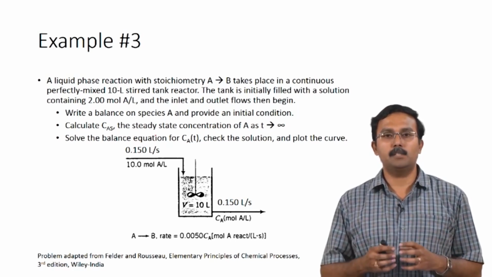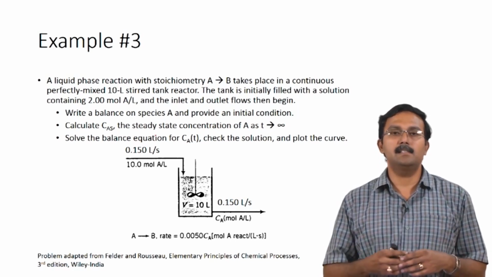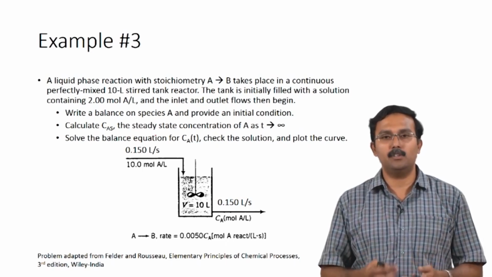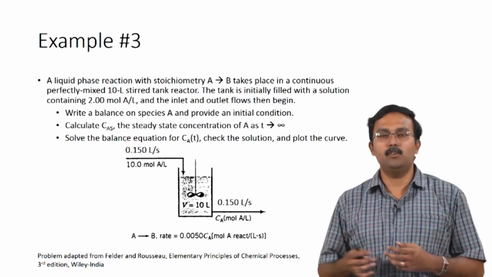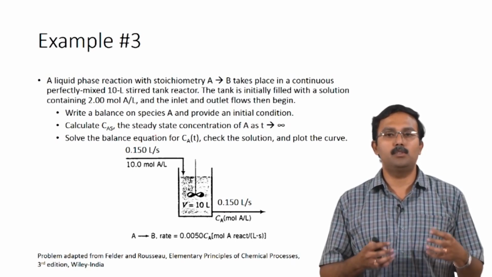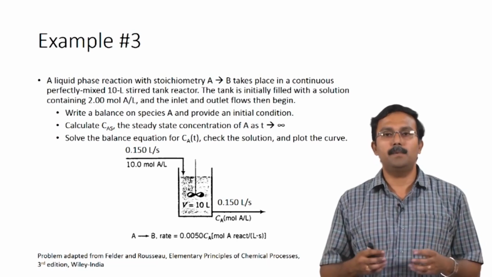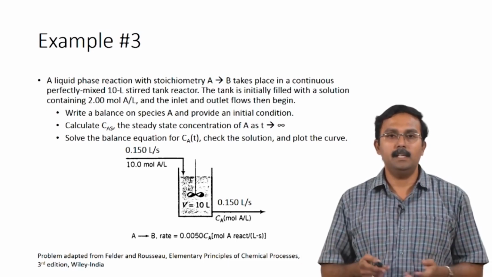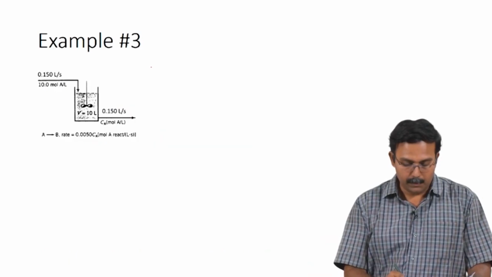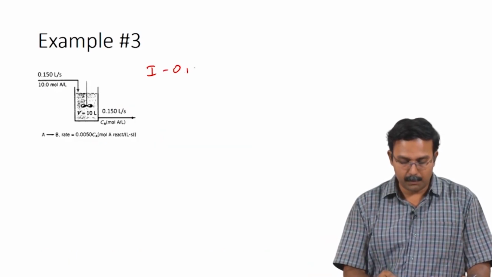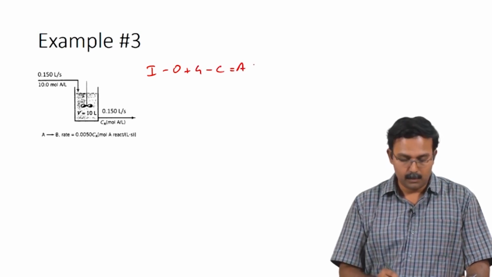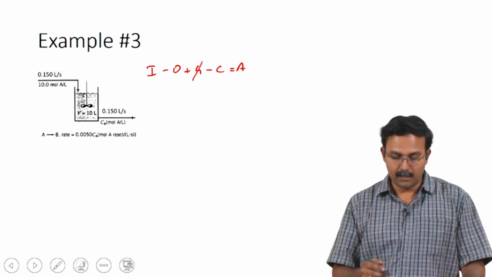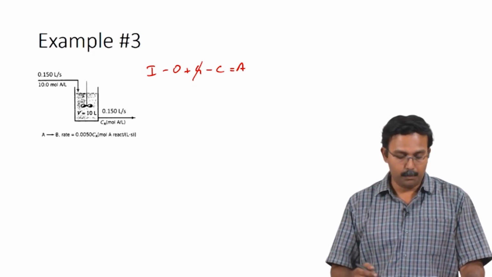So, here we are expected to first write the differential balance and then apply the limit of t tends to infinity to get the concentration of the substance A, which would be the steady state concentration. Then the last objective is to develop an equation which would represent concentration of A as a function of time, and then we have to plot a curve. So, let us see how to go about solving this problem. As usual, we start with the general balance equation, which is input minus output plus generation minus consumption equals accumulation. Here you do not have a generation term for component A, however, you would have a consumption term. You do have input, output and accumulation terms.